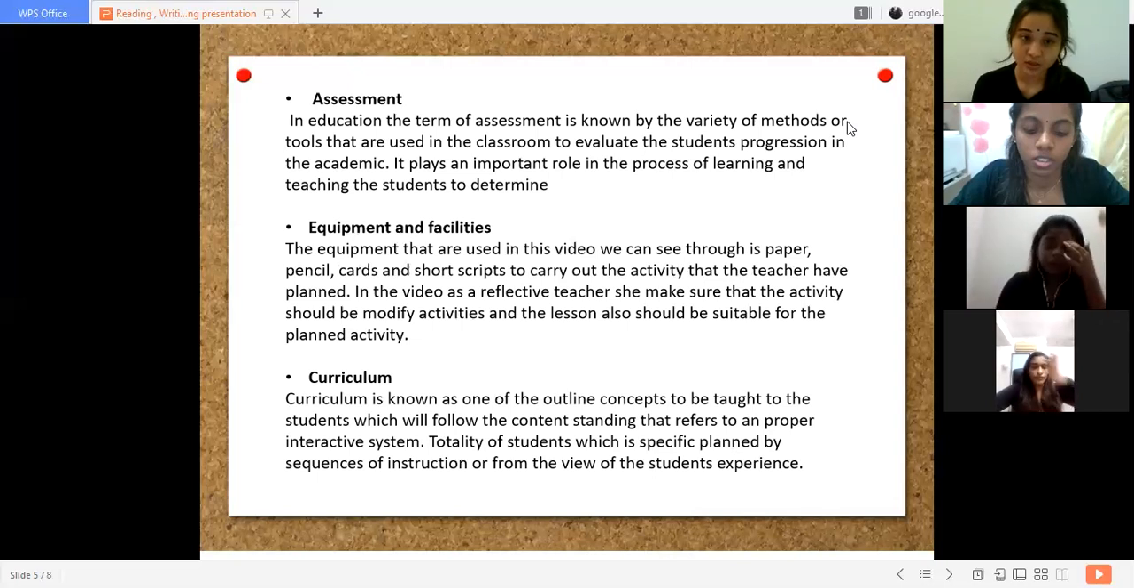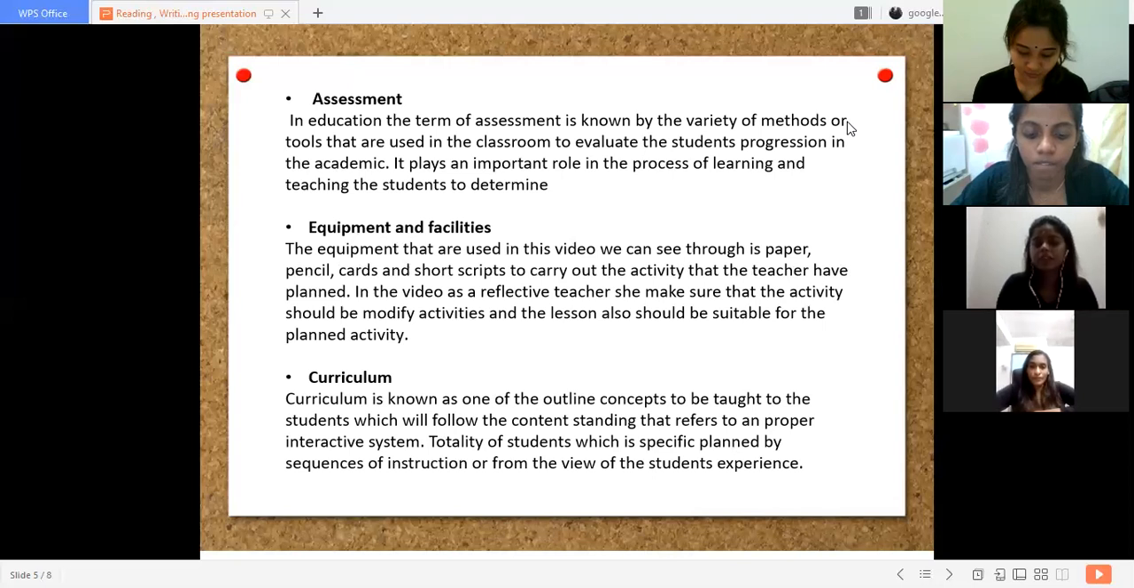Next, I will be explaining about equipment and facilities. The equipment and facilities that the teacher used are paper, cardboards, pencil, and a short script to carry out the activity. For example, the teacher gave a short script to the students to do some role play. It is important because the teacher prepared these things earlier, and not when the class starts, writing and giving it and wasting her time in class. So it is easier for the students, and easier for her to assess how they do the activity. So this assessment equipment and facilities are very important.